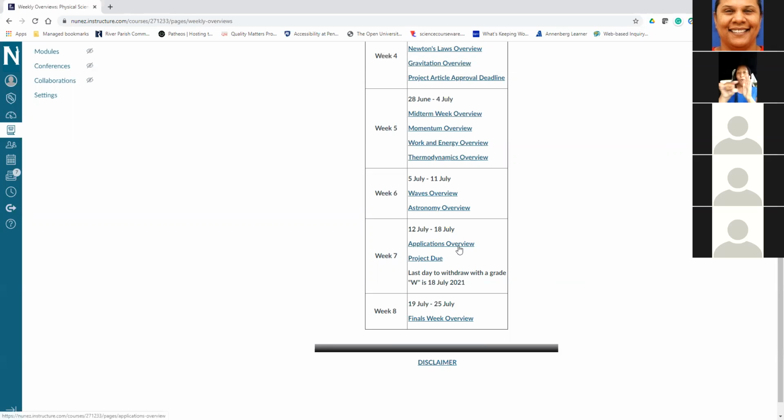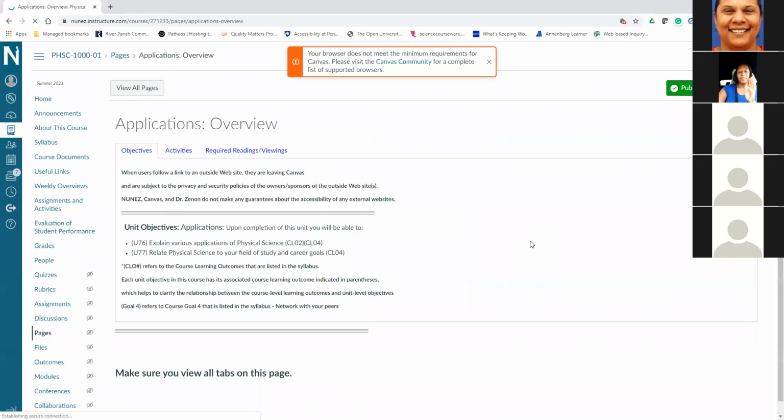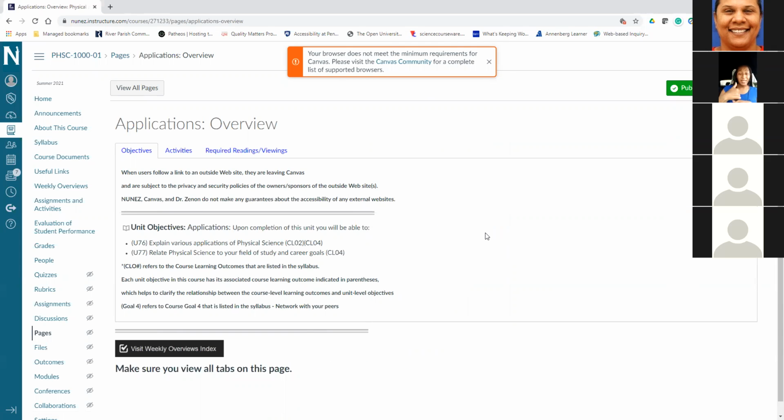So the other thing on your plate is this applications overview. This is not something I lecture on. You work through this on your own because it basically wants you to make connections between the material that we've covered and the field of study or your career interest. In other words, what prompted you to take courses at Nunez? What are you majoring in? What do you hope to do? And I want you to take some time to reflect on that and explain how that relates to this class.